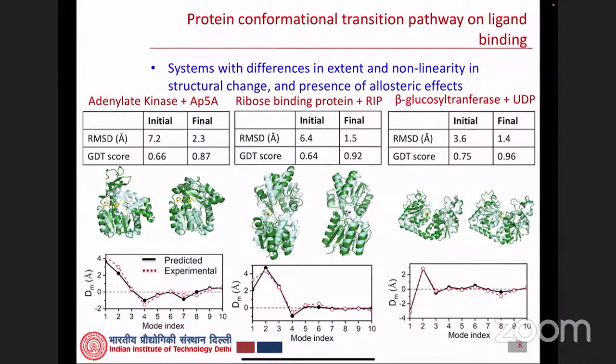So in each case, we are starting at a high RMSD with respect to the holo state structure, 7.2 angstrom for adenylate kinase, 6.4 for ribose binding protein, so on and so forth. For the last one, it was small. And in each case, we are able to come very close to the holo state structure, so almost within 2 angstrom of the holo state structure.